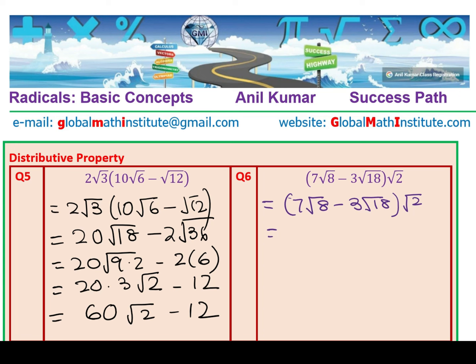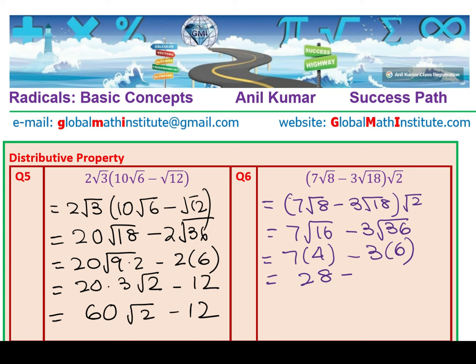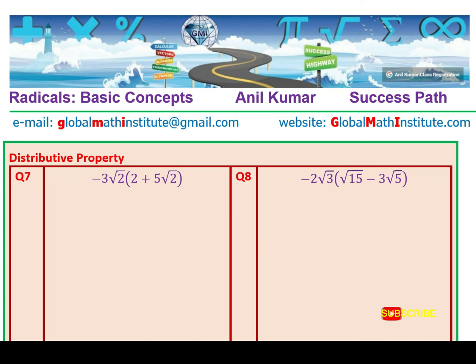So let's multiply. We get 7. And within square root, 2 times 8 is 16. And here we get 3. And within square root, once again, we got 36. Okay. Now square root of 16 is 4. So we could write this as 7 times 4 minus 3 times 6. And that gives us 28 minus 18. And that gives us a value of 10. So sometimes the value of a radical could be an integer, right? Last 2 examples for you to practice.